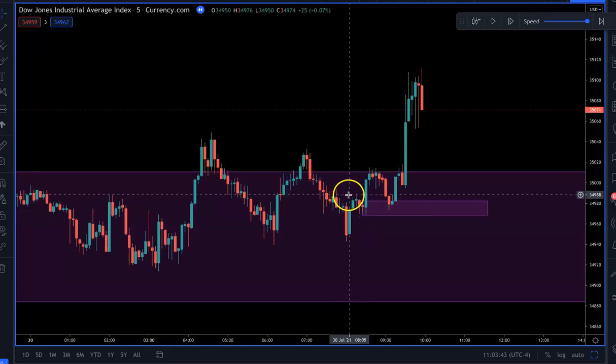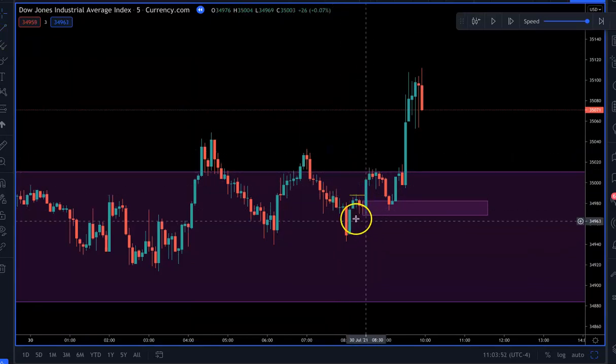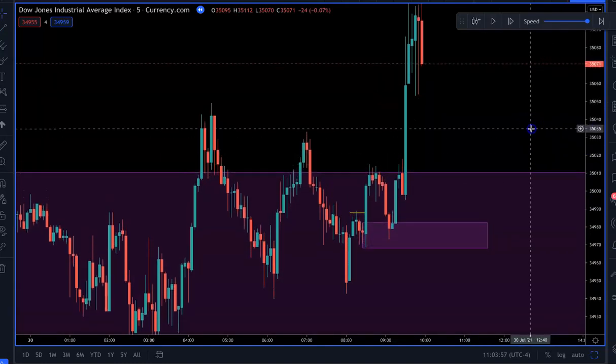Broke structure here. Let's draw another line. Broke structure here. Okay, let's make this a little bigger. Drag it up.